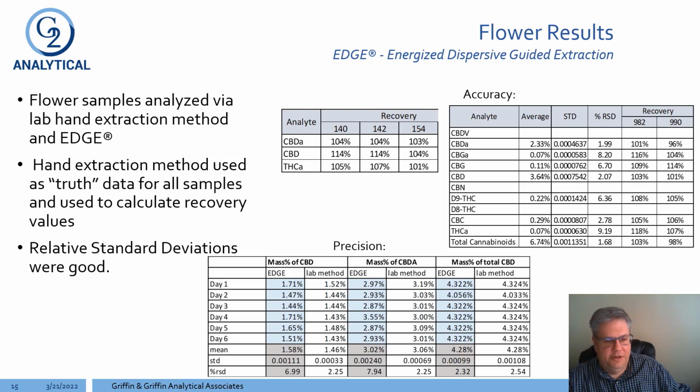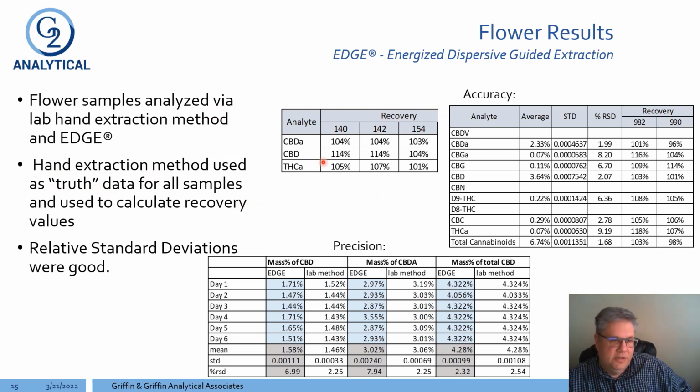So here you can see these three samples. They're labeled 140, 142, and 154. Those are just internal lab numbers, and then they were able to calculate the recovery of each of these analytes. These are our three most important analytes for flower. And so you can see that it did pretty well there, with somewhere between 114 and 101% recovery. Again, how we calculated truth is we assumed that our hand extraction method was true, and then we took the ratio of Edge result to hand extraction result.